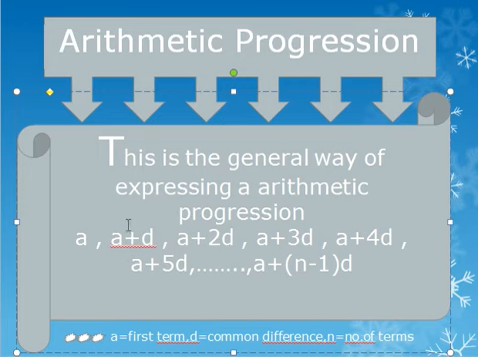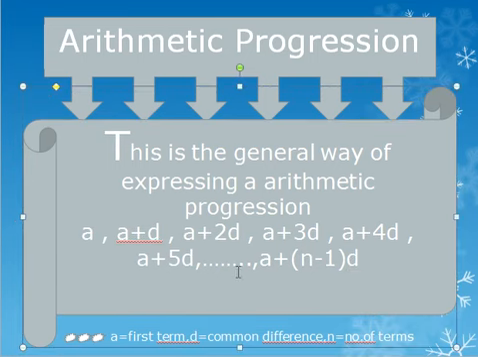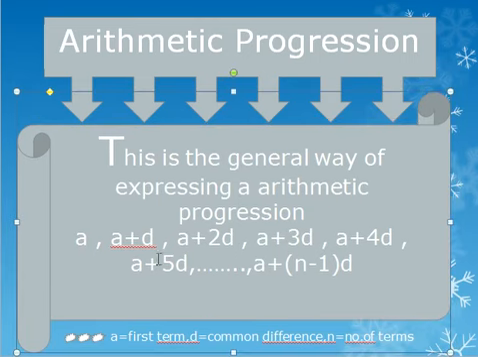Like t2, here t means term, and the number after it tells the term. Like tn is the nth term, t1 is the first term. So t2 minus t1 should be equal to t3 minus t2. If a plus d minus a is d, and a plus 2d minus a plus d is also d, it should be satisfied up to a plus n minus 1 into d. Okay, now a, a plus d, a plus 2d, and so on, a plus n minus 1 times d.